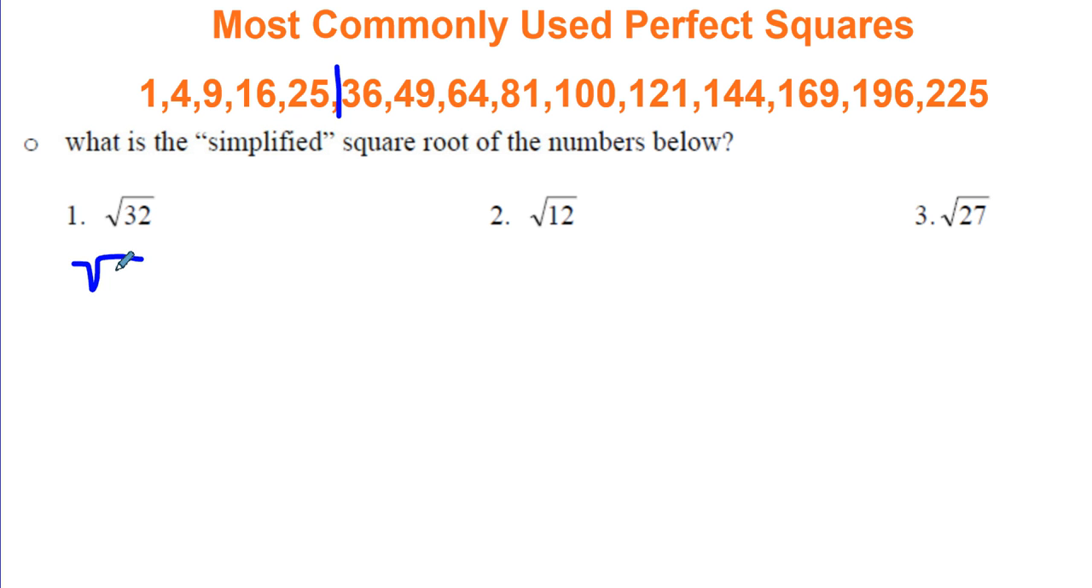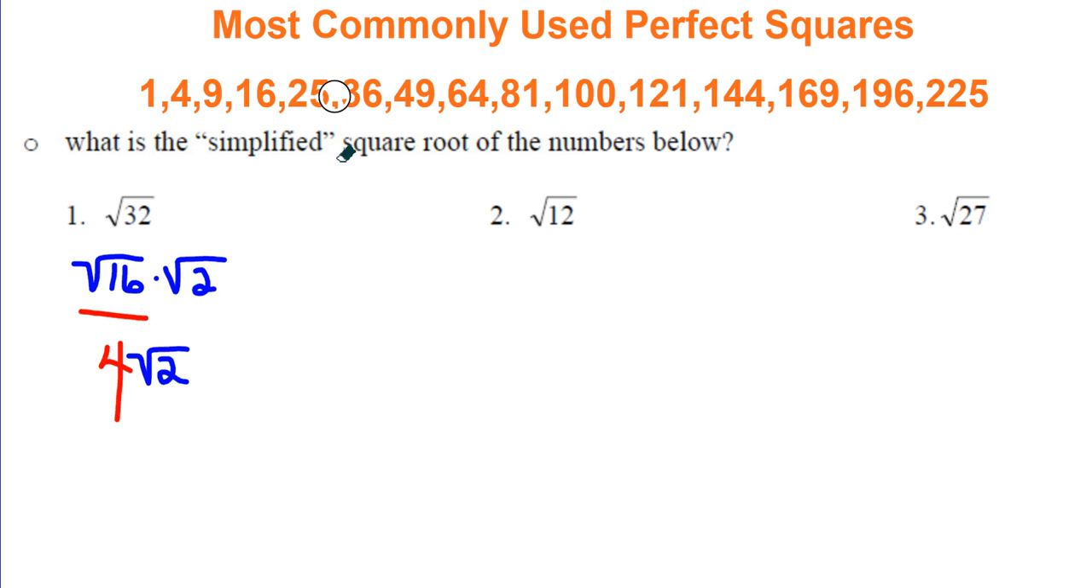So here we have the square root of our perfect square area, 16, and what would be left over? A 2. Now, we know that since 16 is a perfect square, what side length created that area? That side length is 4. And we can't do anything with 2, that's not a perfect square, so we leave it as is. So the square root of 32 simplifies to 4 square root of 2, or 4 radical 2.